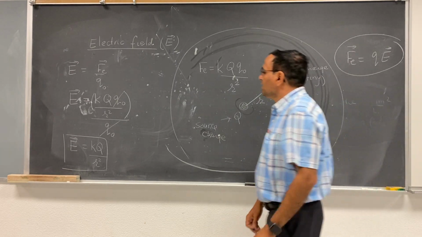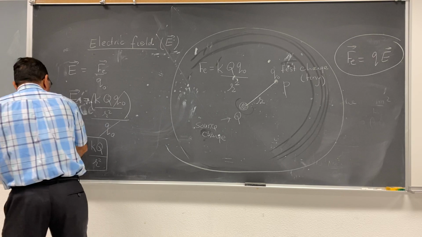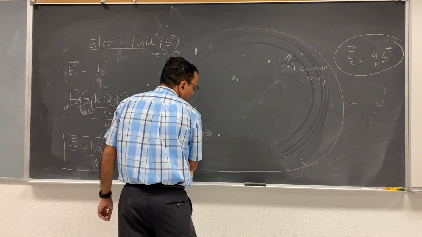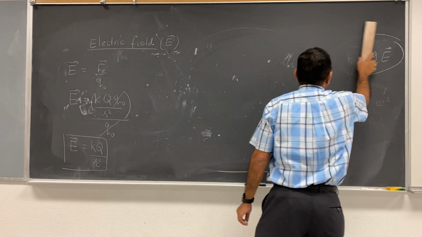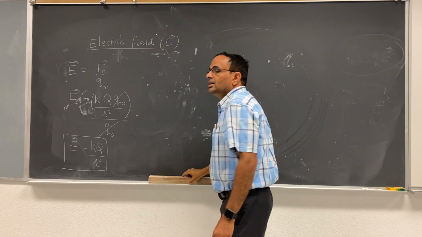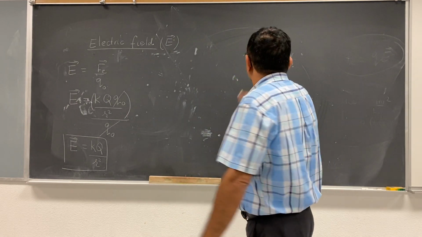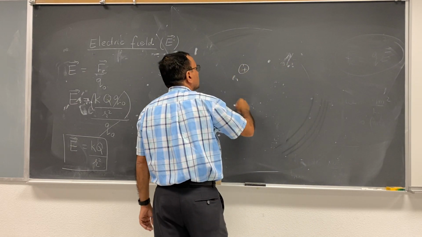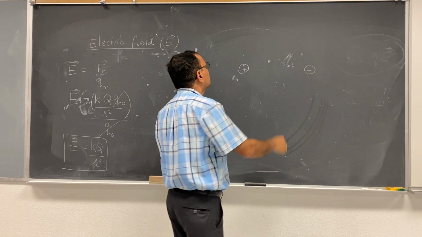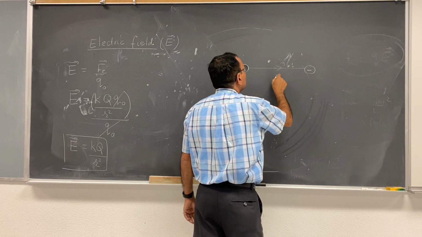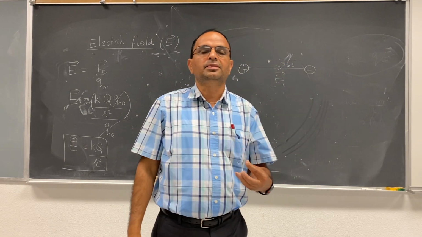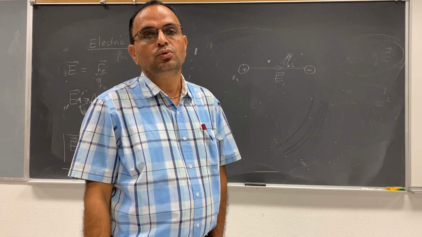Okay, then you can think about the direction of the electric field. I told you that the electric field is a vector quantity. You must give the direction of the electric field. So how do you figure out the direction of the electric field? For example, look at this. This is your positive charge. Here you have a negative charge. The direction of the electric field is always from positive to negative charge.